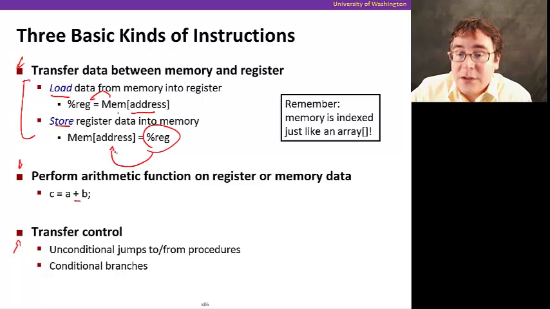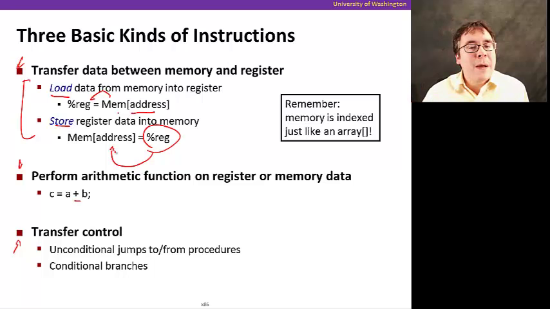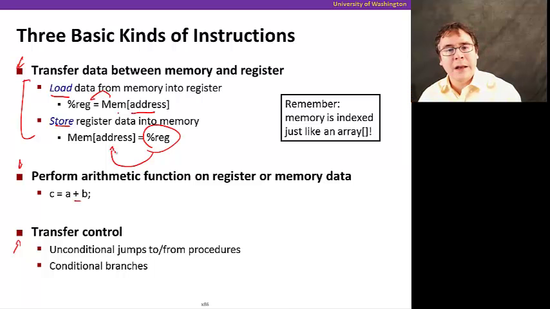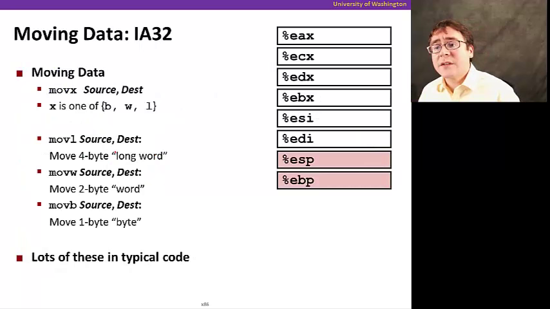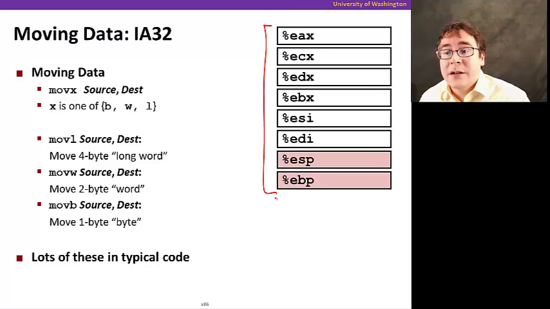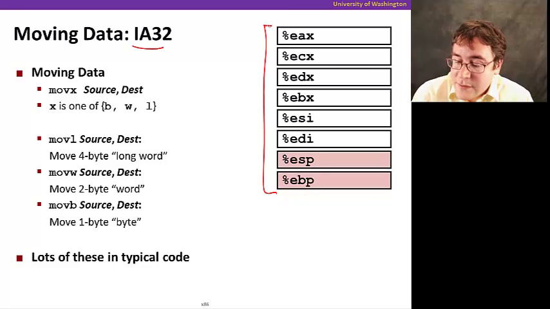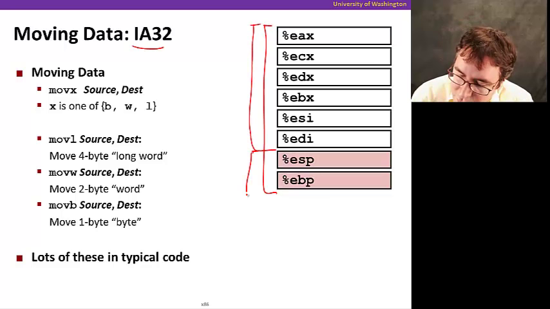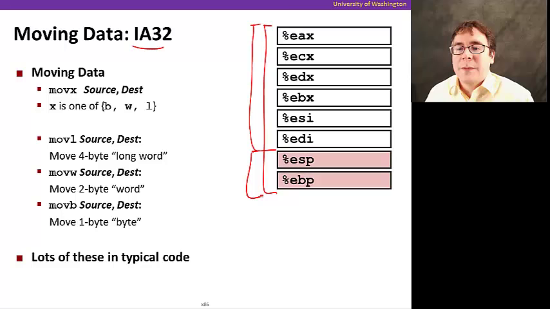And recall that memory is indexed just like an array. You have an array or a table with multiple entries, and you access it using an index. The equivalent of an index in an array or table is, for memory, an address, a memory location. We saw briefly last section that there are 8 general purpose registers in IA32. 6 of them are general purpose, and these 2 here, ESP and EBP, have special meaning. We're going to see how they're special in a little bit.